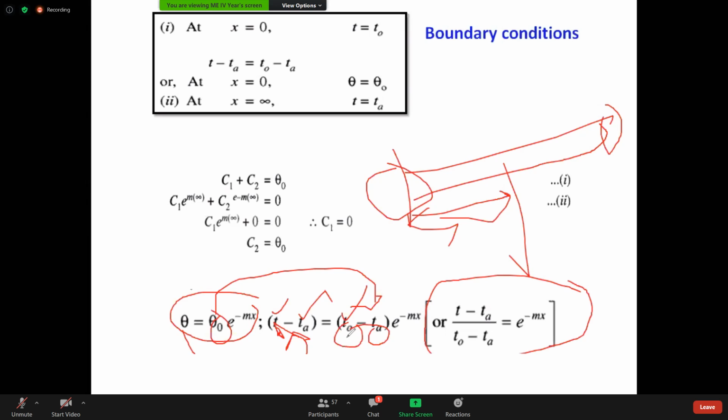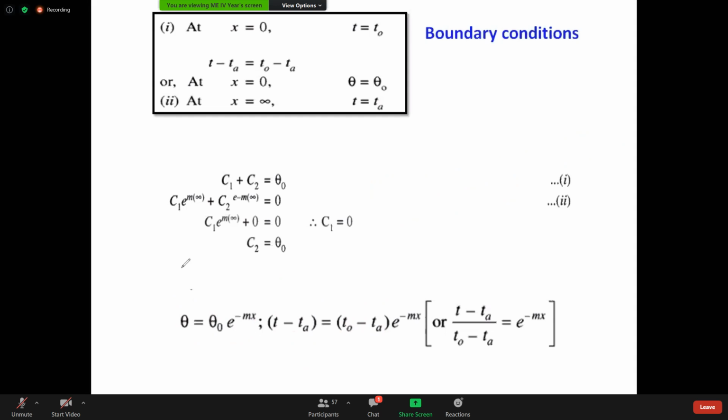Because I brought down this T naught minus T infinity to the left side of this equation, you will get this e power mx. What is m? m is equal to root over hp by k into area of cross section. So this is the case one. There are two derivations we have to derive here for three cases. This is temperature profile equation.